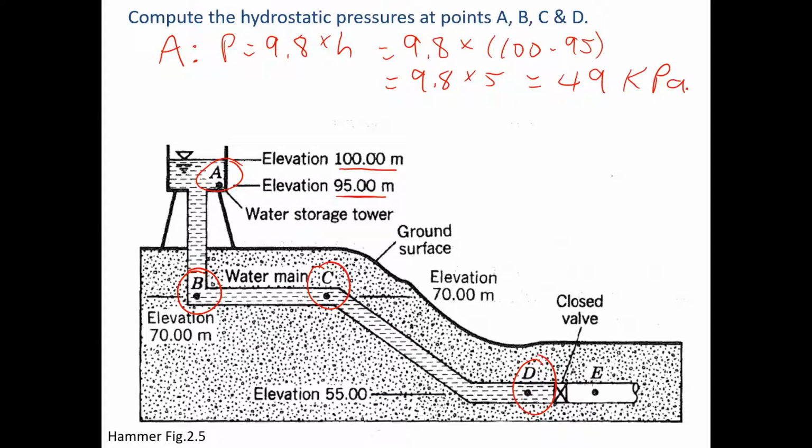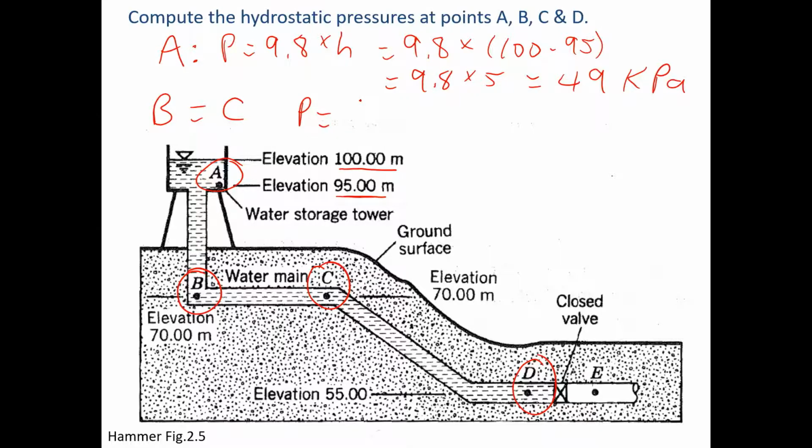So the good news about B and C is they're actually at the same elevation, they're at the same height. So I only need to do that calculation once, right? So B is equal to C in terms of the height. So the pressure there is going to be 9.8 times height. So let's actually figure out the height first.